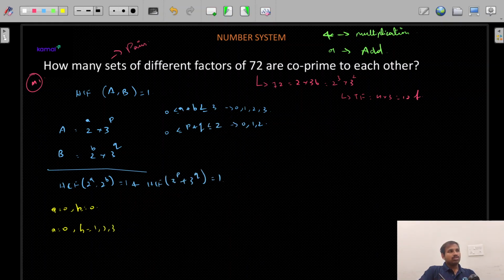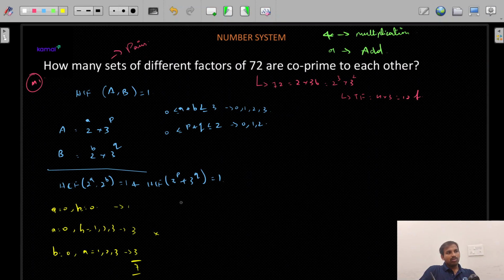If the power of a is 0, because a is 2 to the power of anything, then 1 is coprime to all the numbers. That's why, again, if b equals 0, similarly a can take all the values 1, 2, 3. So here we have one case. Here three different cases, here also three different cases. 1 plus 3 is 4, 4 plus 3 is 7, totally 7 cases.